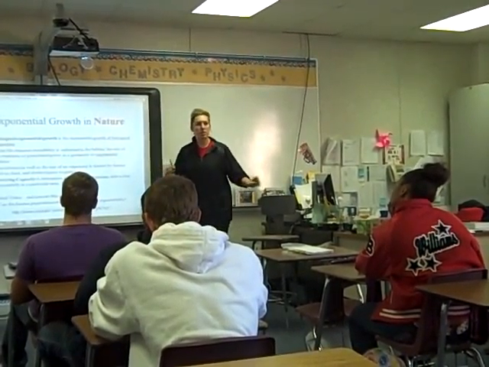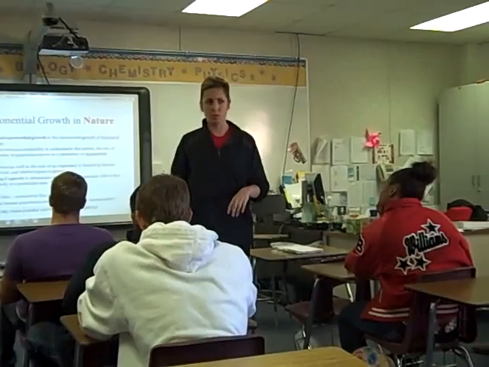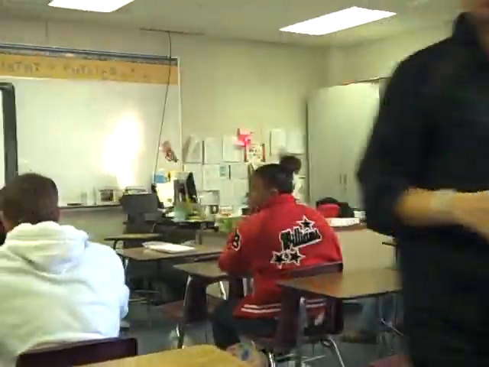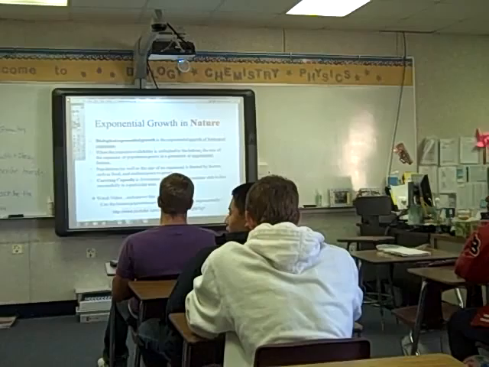So they mentioned things like war, famine, and disease. What did they do to exponential growth? War, famine, and disease. They hurt it. Perfect.